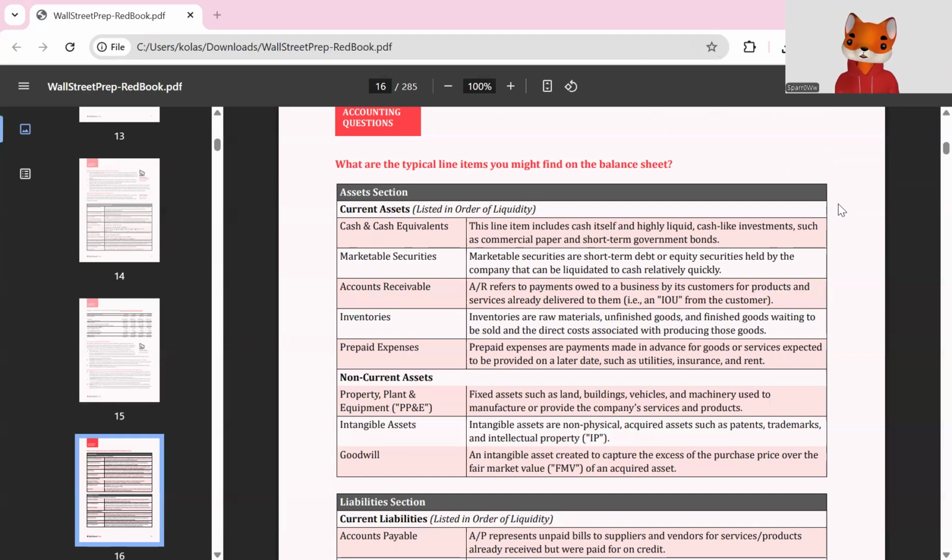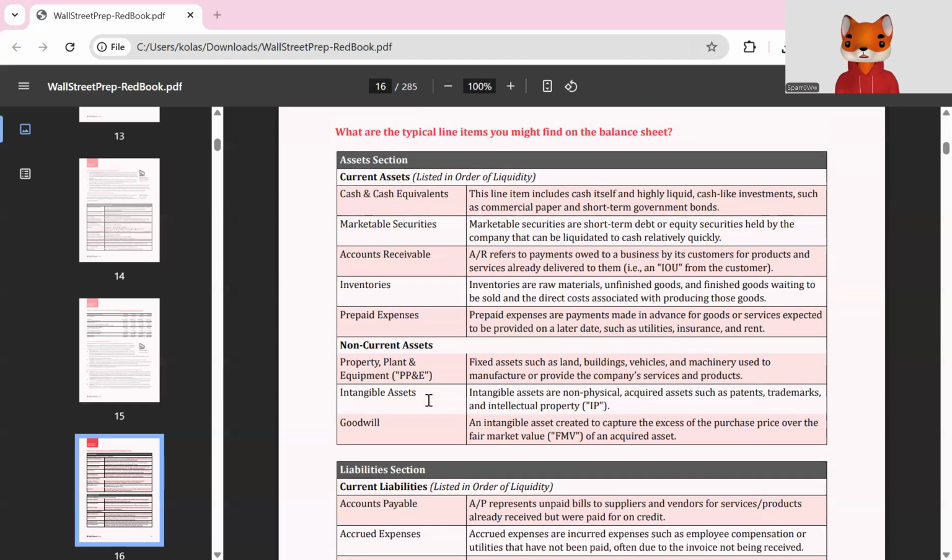Non-current assets. In non-current assets, property, plant, and equipment refers to fixed assets such as land, buildings, vehicles, and machinery used to manufacture or provide the company's services and products. Intangible assets are non-physical acquired assets such as patents, trademarks, and intellectual property. Goodwill is an intangible asset created to capture the excess of purchase price over fair market value of an acquired asset.